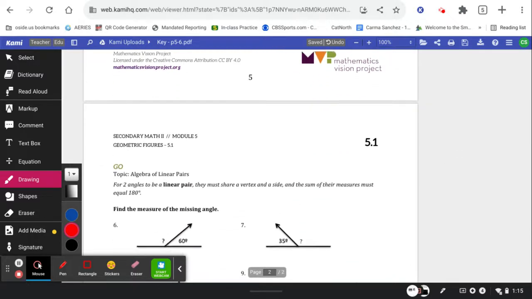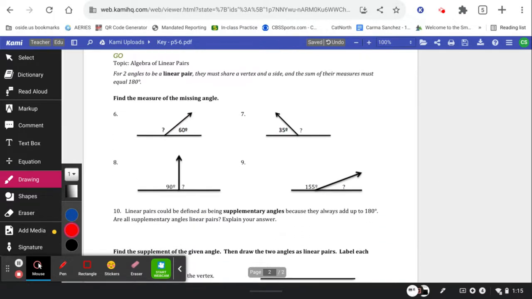Okay, that's it on page 5. Now we're on page 6, the go. Find the measure of the missing angle. So notice that this is 60 and it's asking for a question mark on the other side. So you're just going to grab a calculator and do 180 minus 60. You got it. It's just 120.